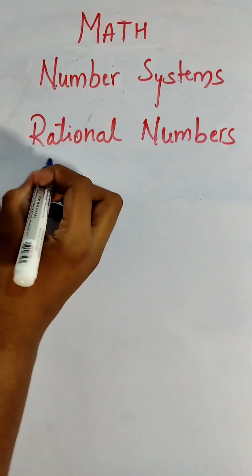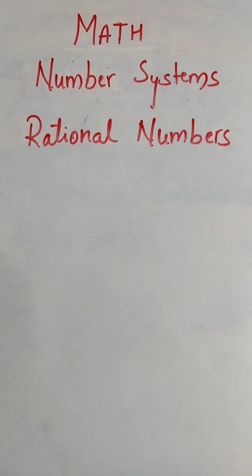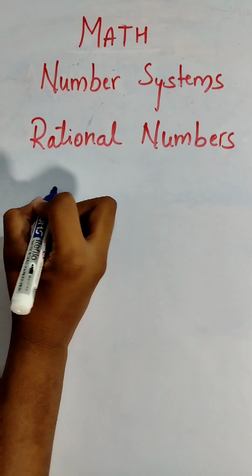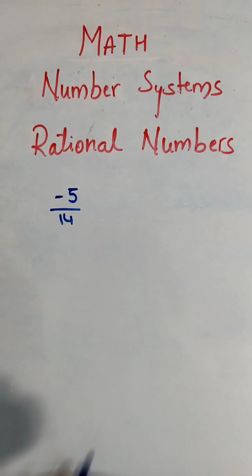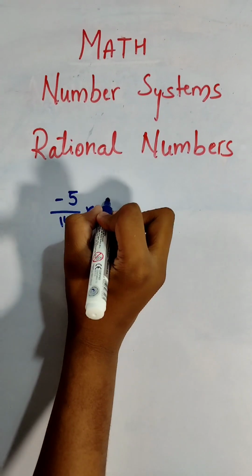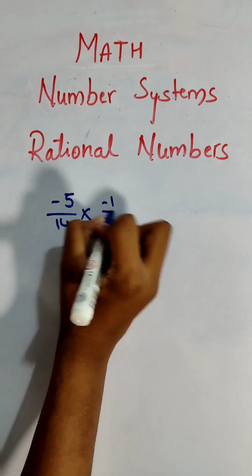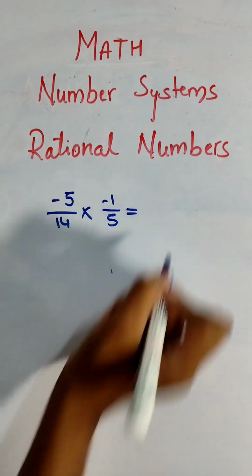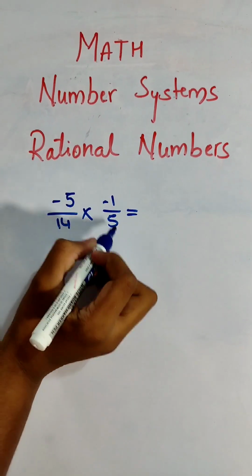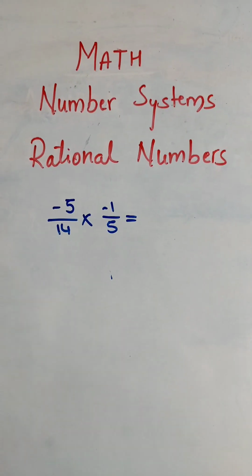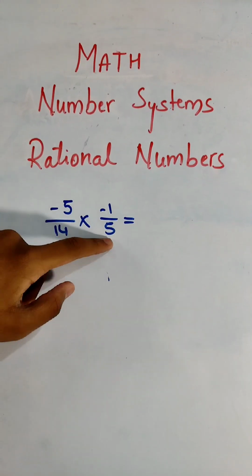So all we are doing is taking a fraction. For example, let's take the number minus 5 by 14 and we'll multiply it with minus 1 by 5. So we can see in this case that 5 and 5 are divisible because we can divide both of these numbers, that's minus 5 and 5.